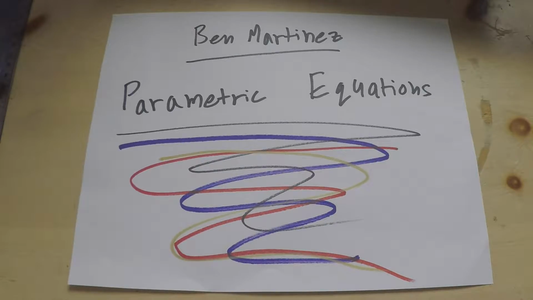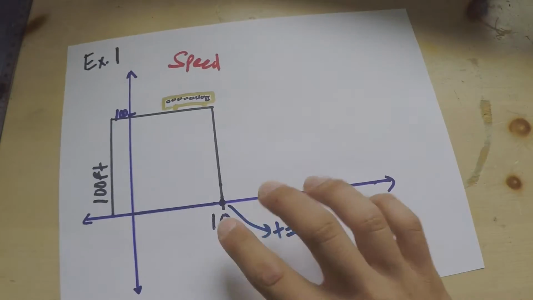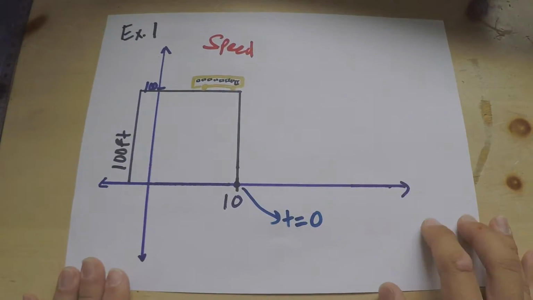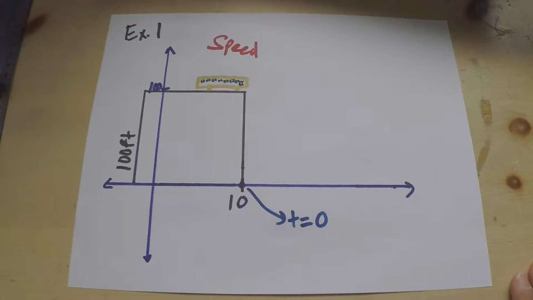Instead of explaining what parametric equations are, I'm just going to go directly into an example, so it's straight to the point. I set this example up before this video started because it would have taken a while to draw out. This example is based on the movie Speed.